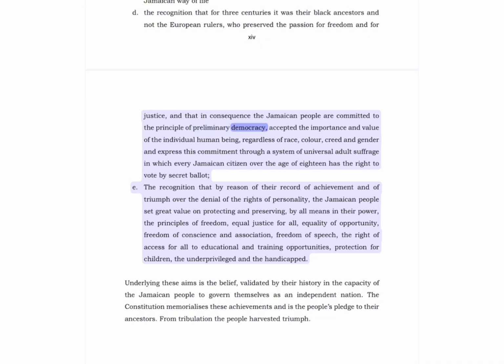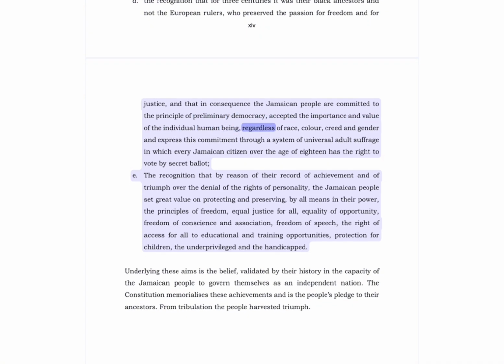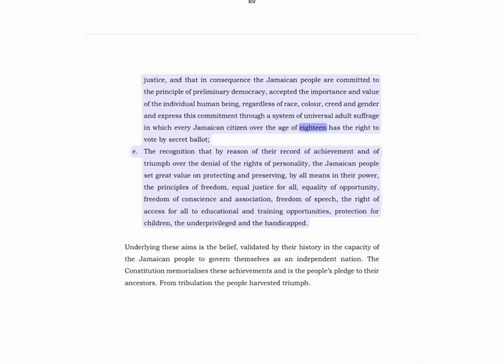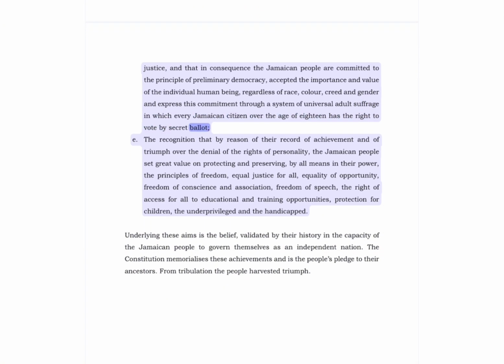preliminary democracy, accepted the importance and value of the individual human being, regardless of race, color, creed, and gender, and express this commitment through a system of universal adult suffrage in which every Jamaican citizen over the age of 18 has the right to vote by secret ballot.